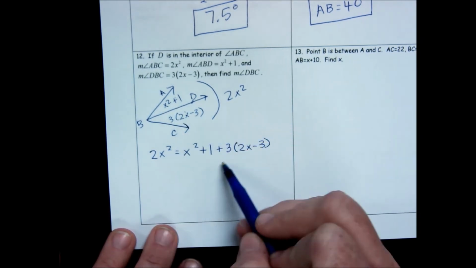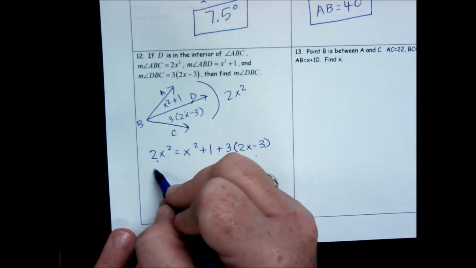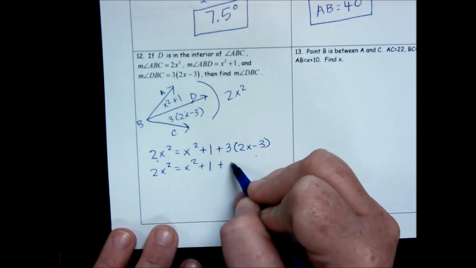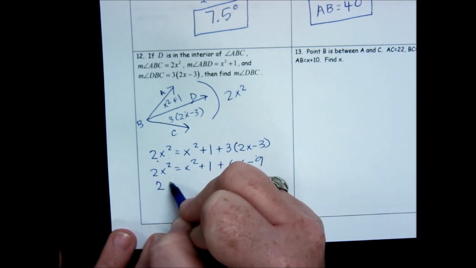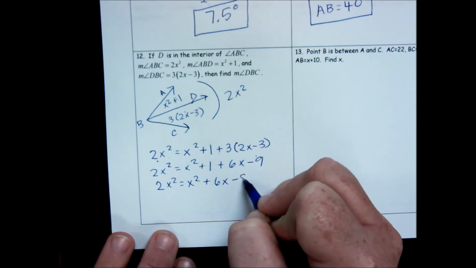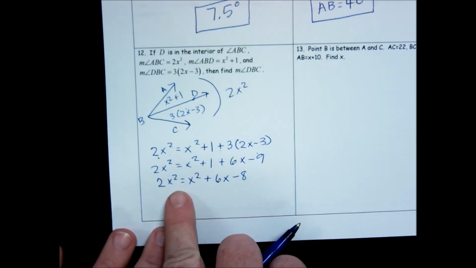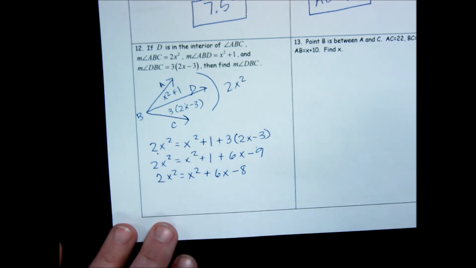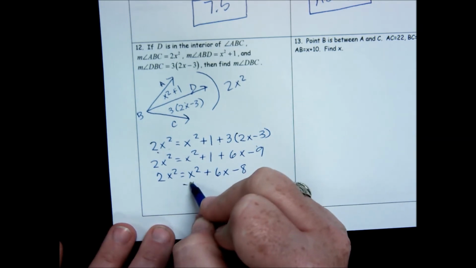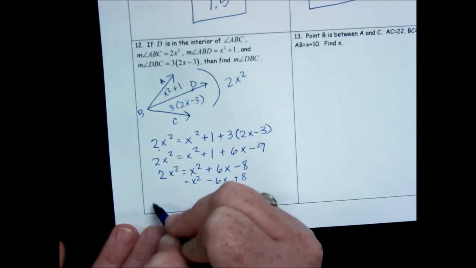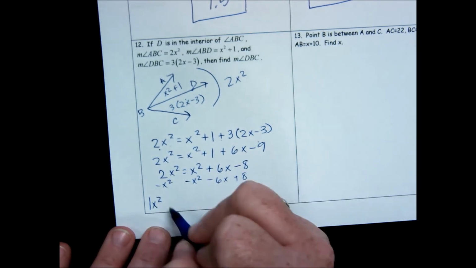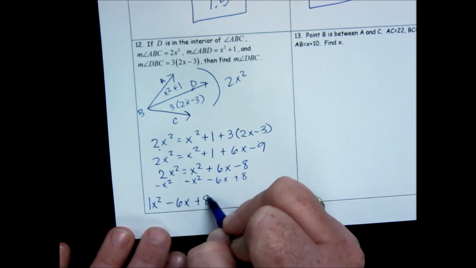So I added the two angles together, and then I set it equal to 2x squared. So now I'm just going to simplify what's on the right side. And one more time simplifying. So now that I know that I have an x squared in my answer, I know I'm going to end up with x equals something or x equals something else. So I need to move all my numbers and everything to one side so I can factor. So I'm going to subtract x squared, subtract 6x, and add 8 to get 1x squared minus 6x plus 8 equals 0.